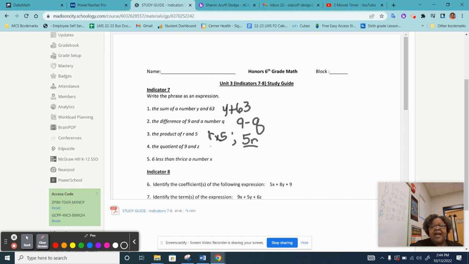The quotient of 9 and z, 9 divided by z, and it's also this one. Remember that one? That's how it's going to look on the test, okay, and the quiz.